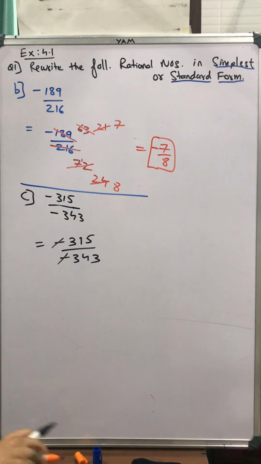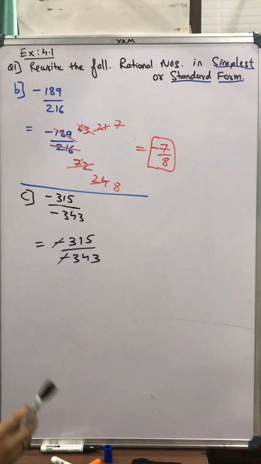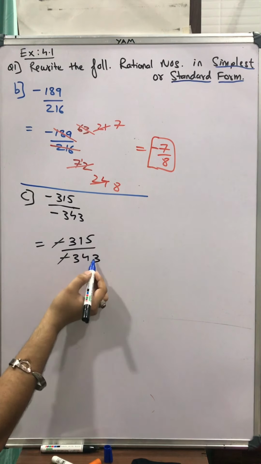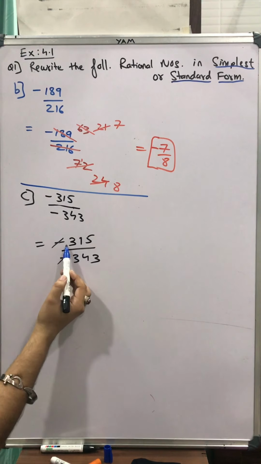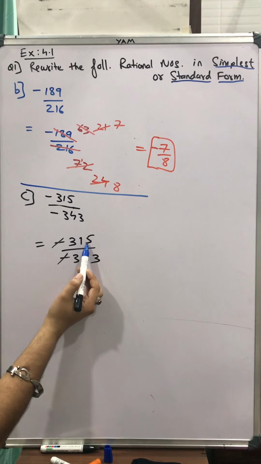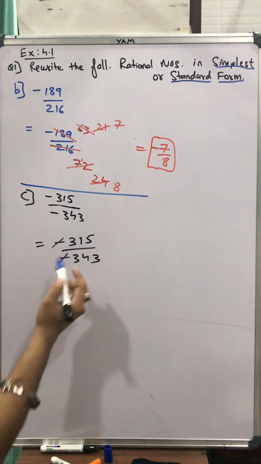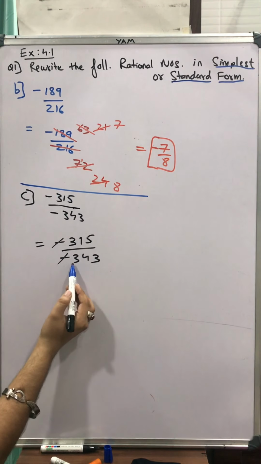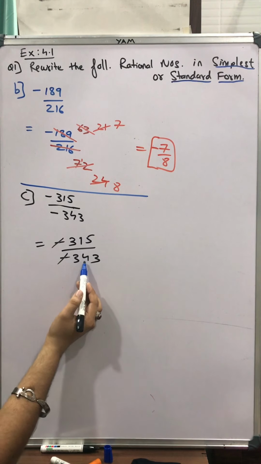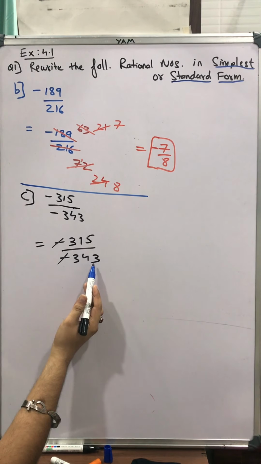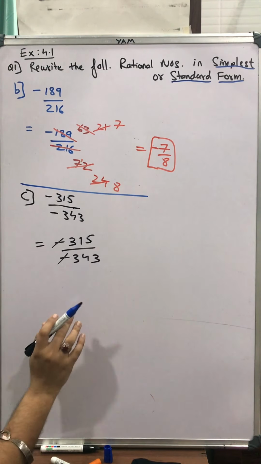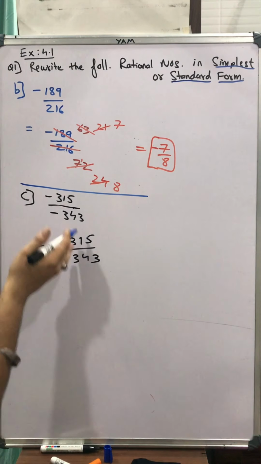Now let's solve. Once again I can see we have odd numbers 5 and 3, so it will not go by 2. Let's check with 3. Let's add the digits: 3 plus 1 is 4, 4 plus 5 is 9. Yes, 9 goes in 3, so 315 will also go in the 3 times table. Once again over here, 3 plus 4 is 7, 7 plus 3 is 10. 10 does not go in the 3 times table, so 343 will not go in the 3 times table. That means I cannot reduce it by 3.